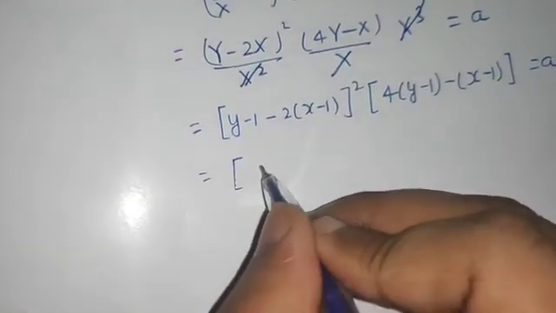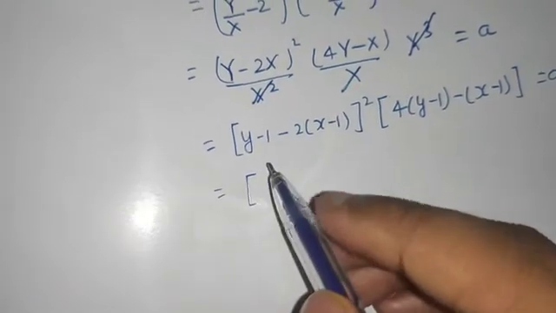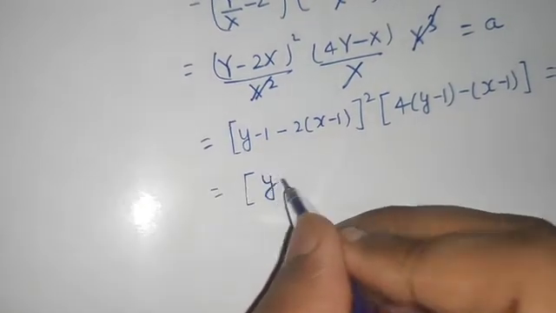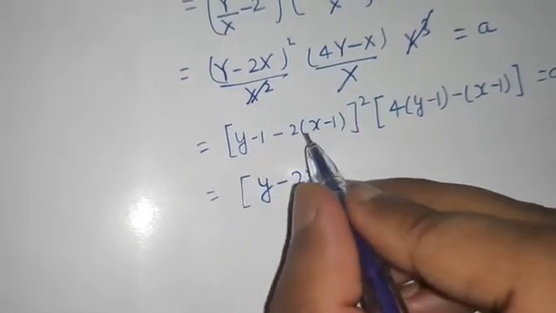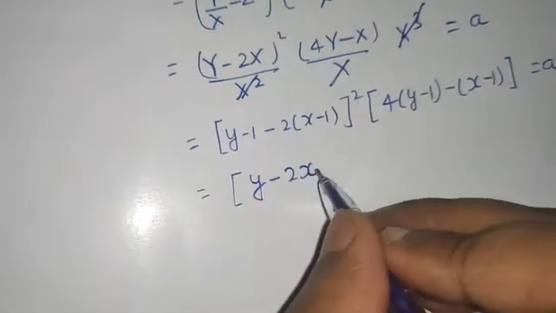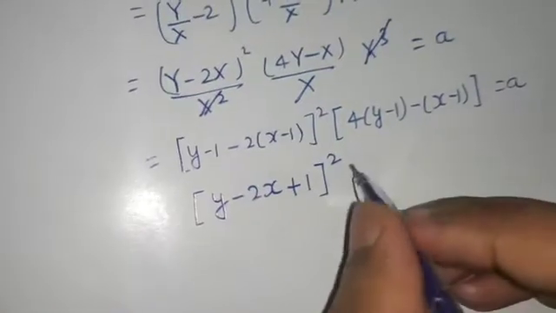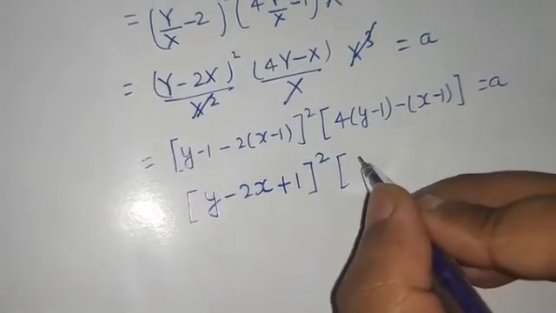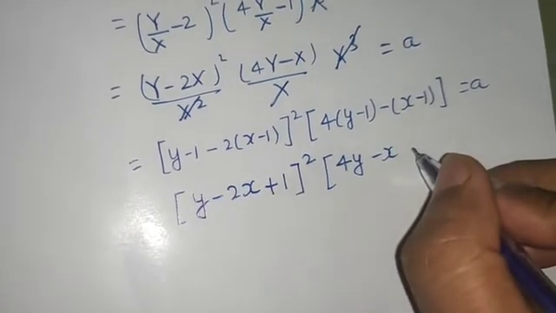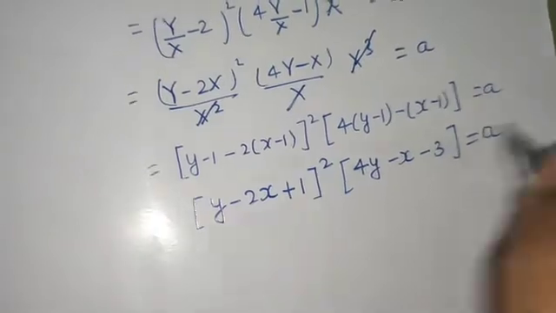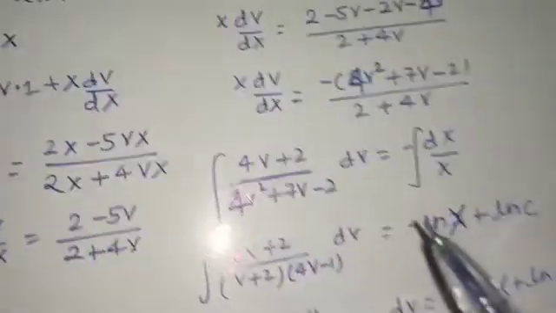Now this is (y minus 2x minus 1 and plus 2). So 2 minus 1 is 1. Okay, it's square, and here we have 4y minus x minus 4 plus 1 equals to a. So this must be your final solution. Let's check the process once again.